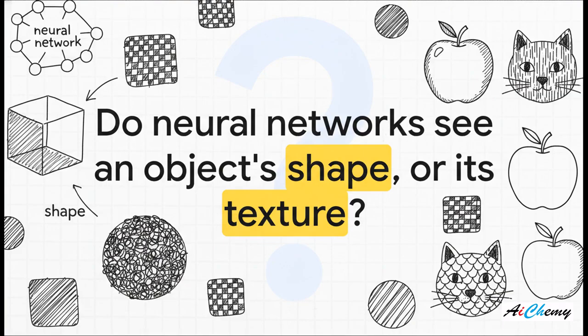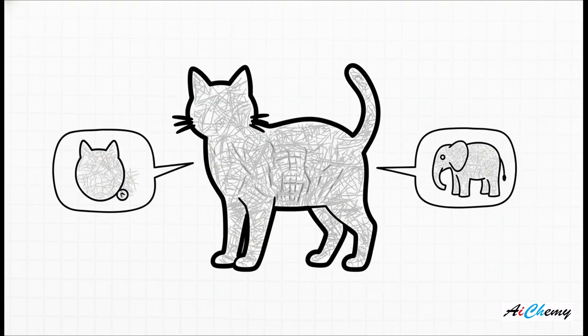So some researchers got curious and set up a brilliant little experiment. They wanted to know, what are these AI systems really looking at? Are they focused on the overall shape of an object, or are they paying more attention to its texture, its surface pattern? So they created these bizarre images. For example, they took the shape of a cat, but gave it the texture of elephant skin. What happened? Well, a human looks at that and immediately says, that's a weird-looking cat. But the AI completely ignored the cat shape and confidently called it an elephant.